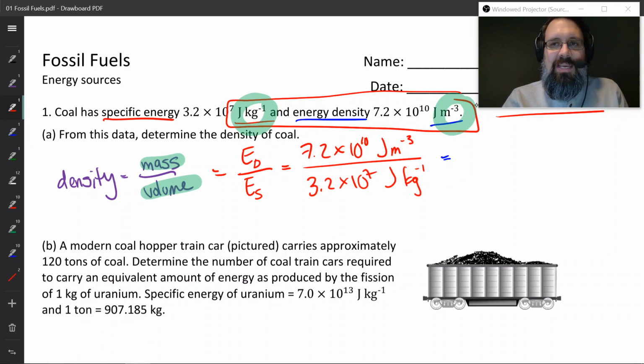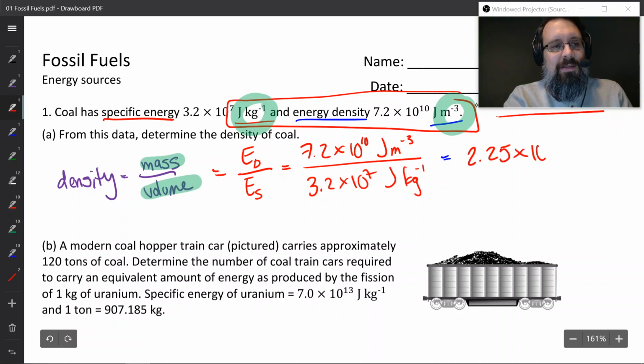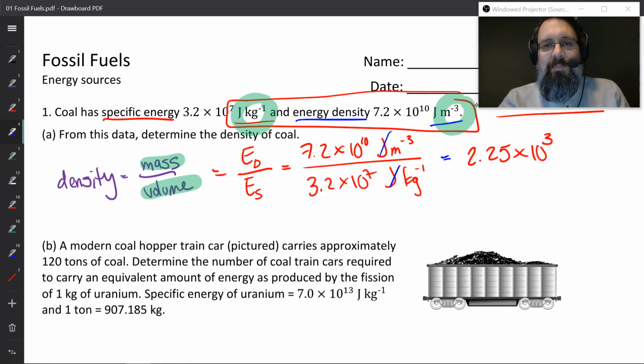If you put this in a calculator, you'll end up getting 2.25 times 10 to the third power. And now we just have to figure out what the units are. Since we divided joules on top and the bottom, those will cancel out. But then we have per cubic meter per kilogram. What is that? Is it kilogram per cubic meter? Yeah, it's just kilograms per cubic meter.